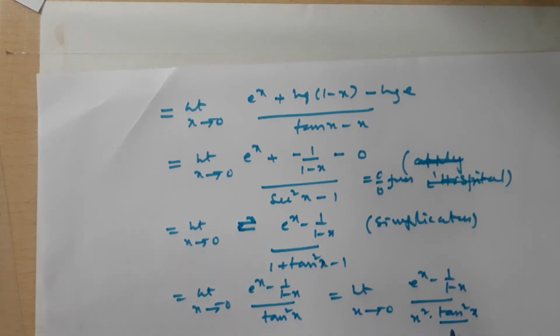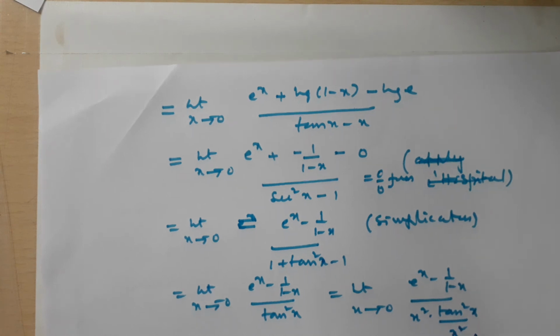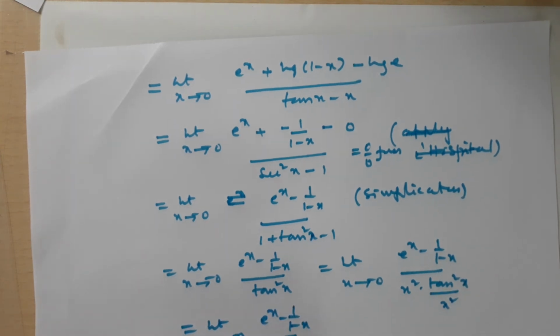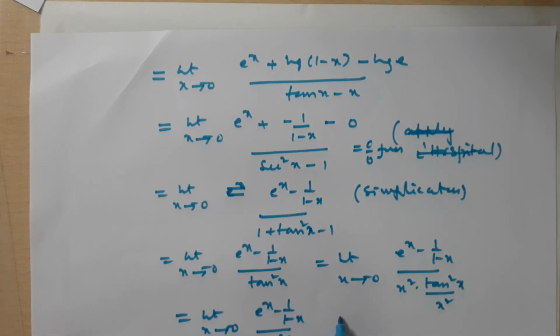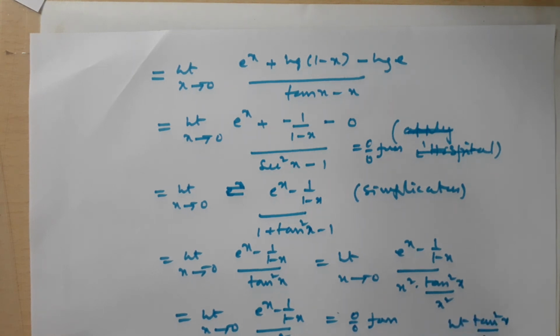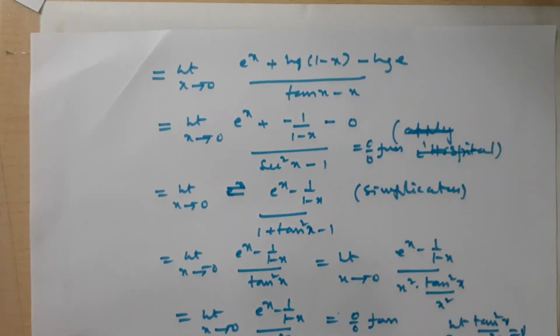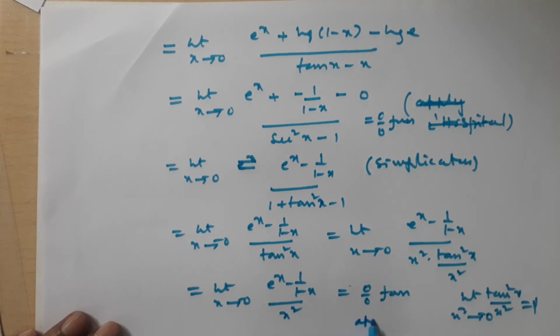So whenever trigonometric functions are there in the denominator, simplify them by standard limits. Limit x tends to 0 of e power x minus 1 by 1 minus x divided by x square. Now it is 0 by 0 form. The value of limit tan square x by x square as x tends to 0 is equal to 1. So apply L'Hospital.